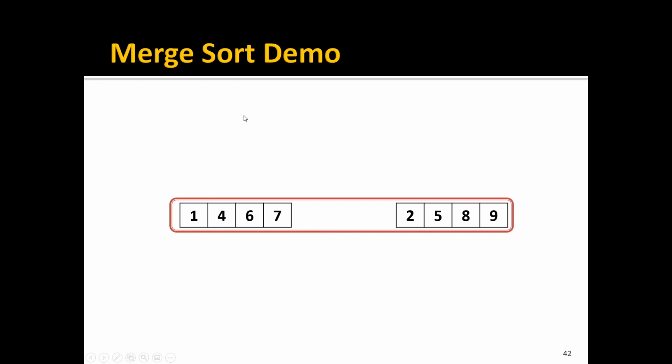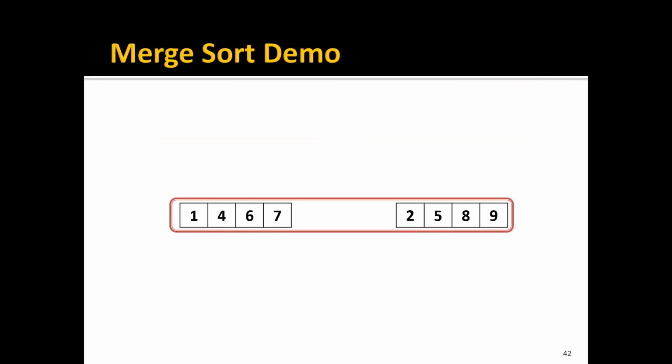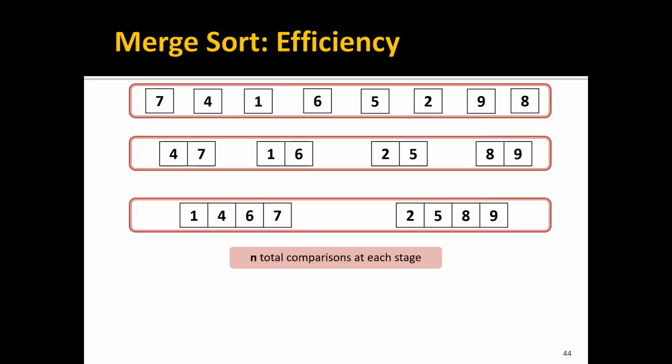So it didn't matter which stage we were at. If everything was down to individual parts, or if anything was in pairs, or if it was in half the entire list, it was still O of n time to do a merge at each stage. And that's what this is saying here. Doesn't matter which stage we're at, it's going to be n total comparisons, roughly speaking, in the worst case, in order to do one layer of merges.